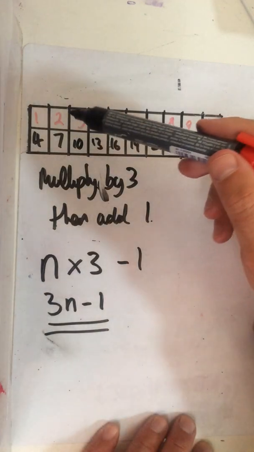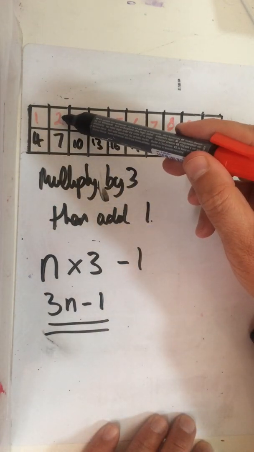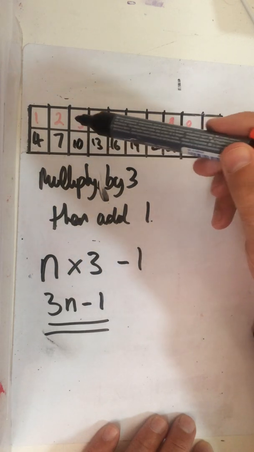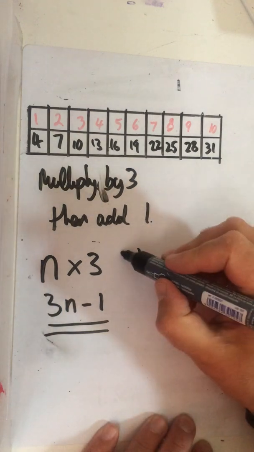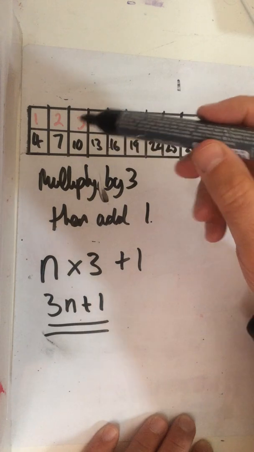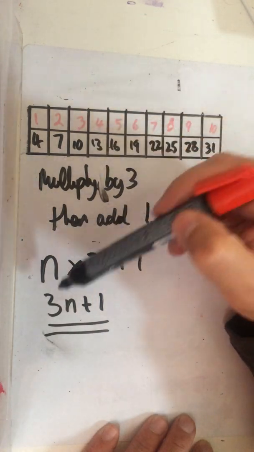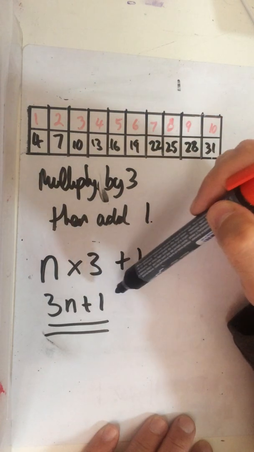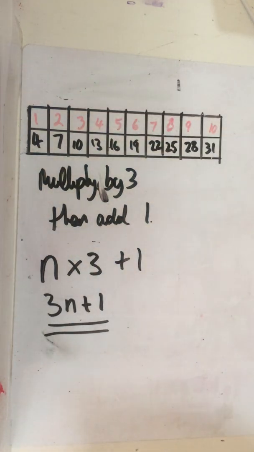The formula for this sequence is 3n take away 1. And if we did that to each one, so this is n, 3 times 2, which is 6, take away 1. Oh, sorry, add 1, apologies. I don't know why I took that away. So it would be n, which is 2, times 3, which is 6, add 1, which is 7.